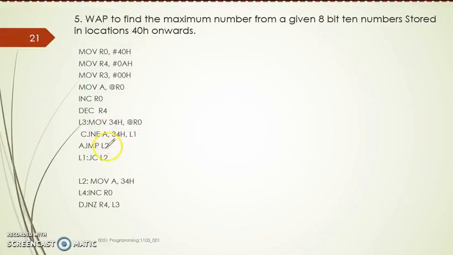Say suppose the first number was greater than the second number, then you simply jump to L2, and you move the second number into the accumulator. If there was no carry, you simply jump to L4, increment the counter, decrement, and then you go back to L3 and repeat the process to terminate the program. So at the end, you find that R3 will be having the value which holds the maximum number.